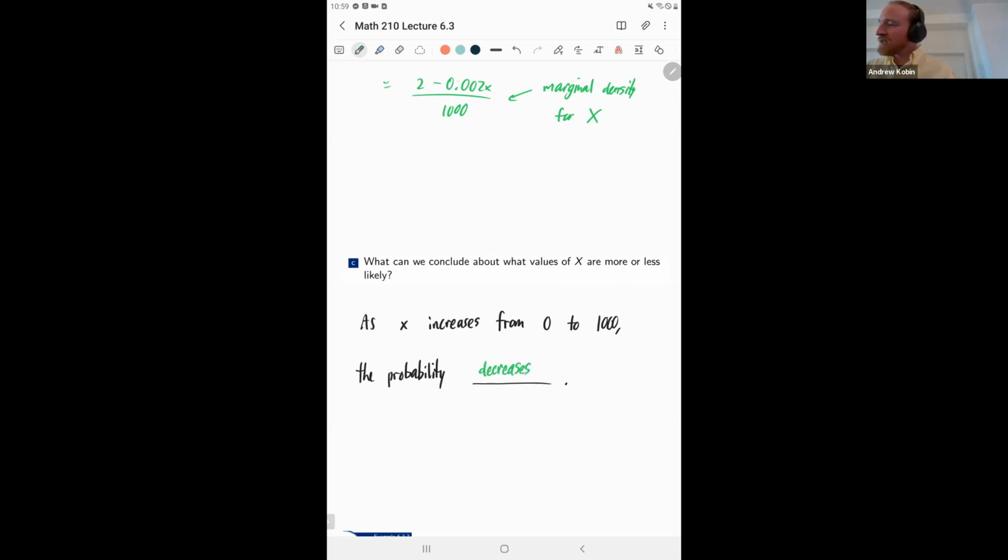You can see this from the function, or you can even take a derivative with respect to x and you get a constant negative number, negative 0.002 over 1,000. That's going to be some small negative number, but the probability marginally decreases with respect to x as we increase the x altitude.